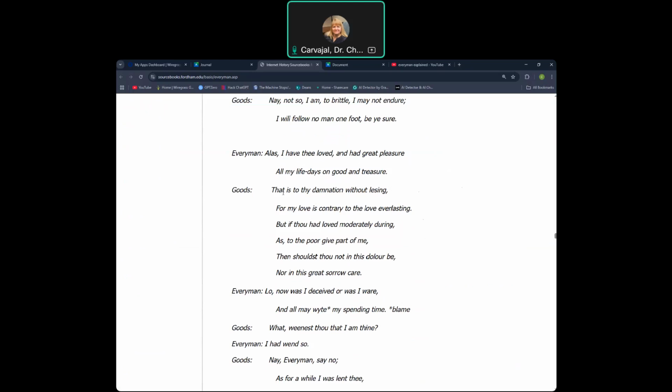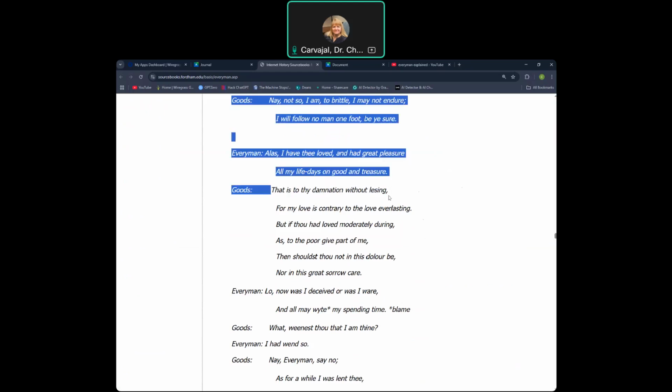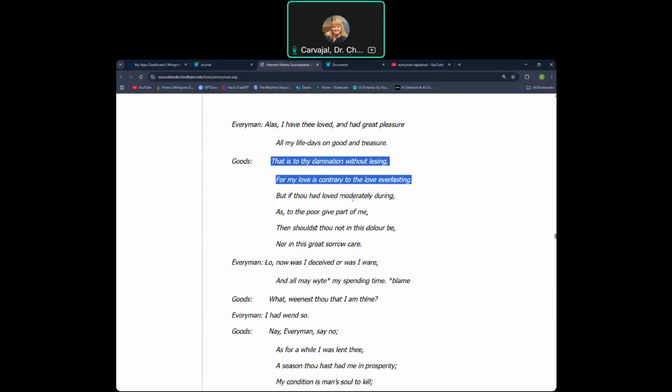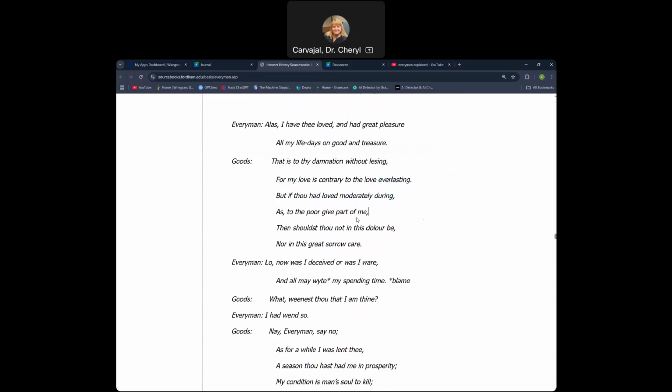And he goes, "If I go with you, that is to thy damnation without leasing, without ending, for my love is contrary to the love everlasting." If you love wealth, that's a detriment against loving God. And if you had loved moderately, as if you'd given some of the poor some of your wealth, some of me, he even says a part of me, then you would not be in this problem. But you didn't.